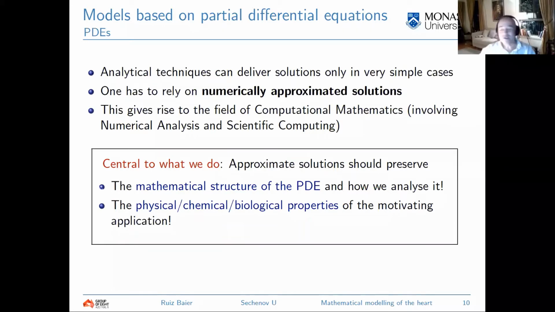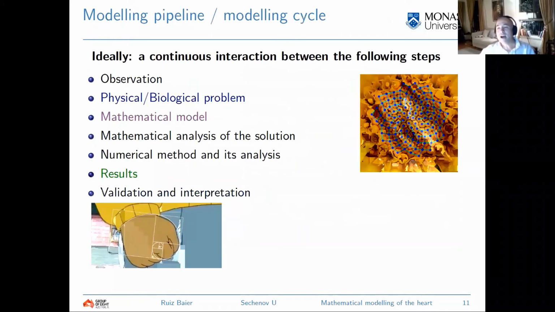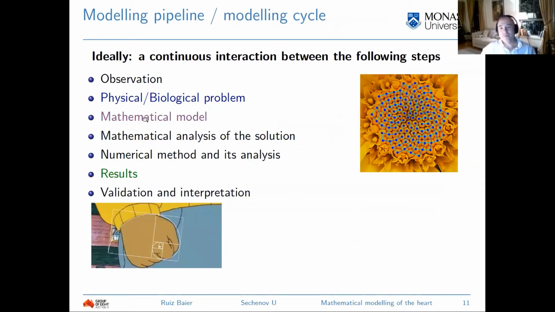But let's just come back to biology and to the motivating application. So what's the modeling cycle or pipeline? You observe what happens in your natural phenomenon. That can be a physical or biological problem, in the case of these biophysics applications. And then you write a mathematical model. Remember we said that the mathematical model is our understanding of what this physical or biological problem is.